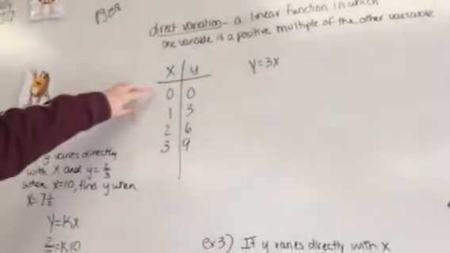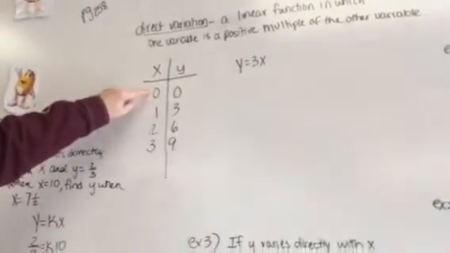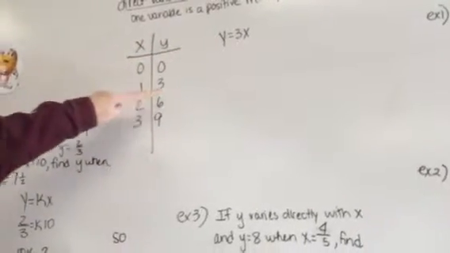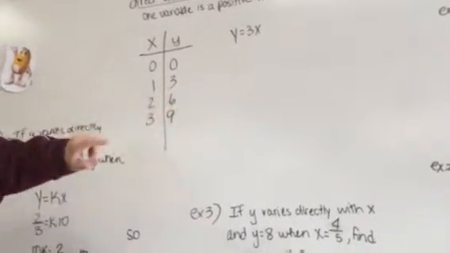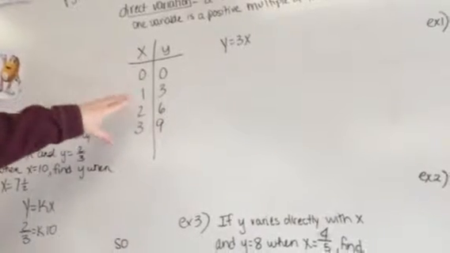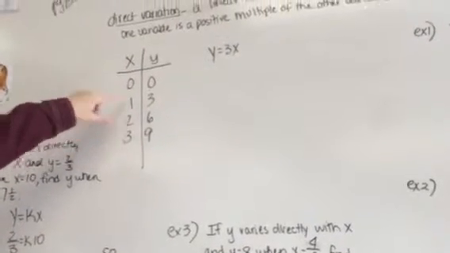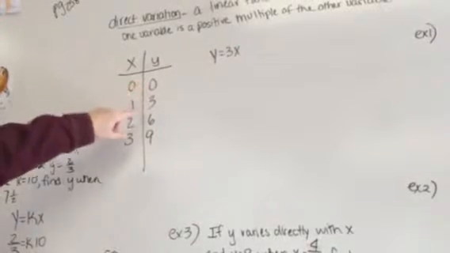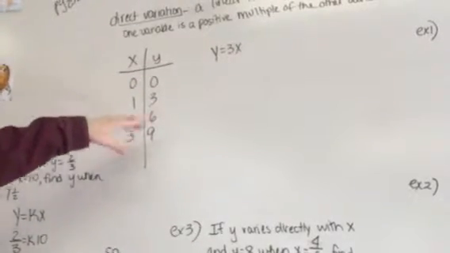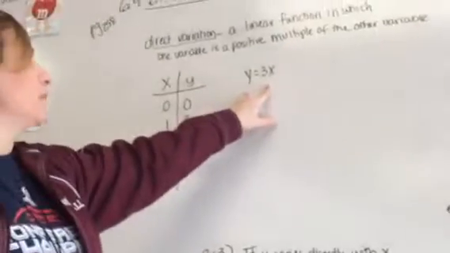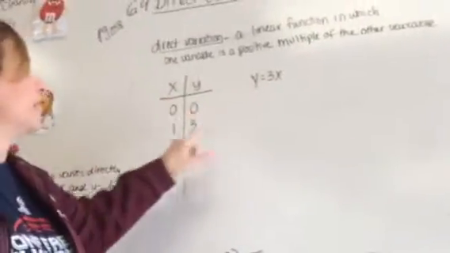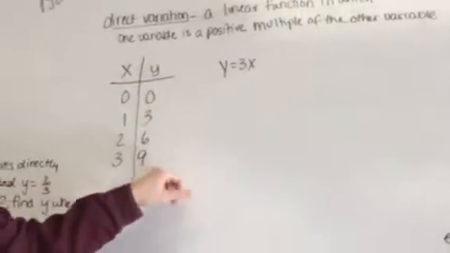So if this was the case, x was 0 and y is 0, x is 1, y is 3, x is 2, y is 6. You have to see if there's a direct link between the two. And if you notice, if you multiply x by 3, you're going to get 0, 3, 6, and 9 on this side. So the equation is y equals 3x. That means every time I get an x, I multiply it by 3 and I get my y.